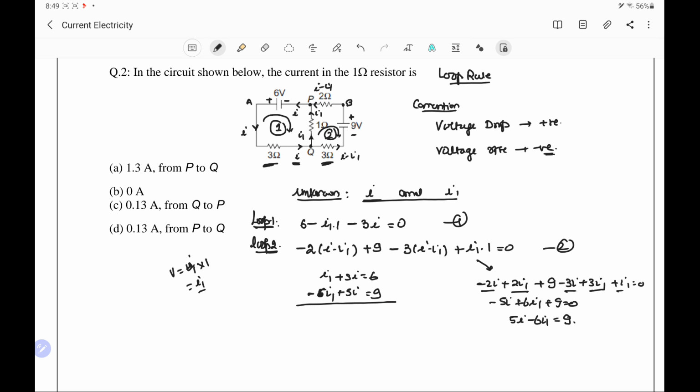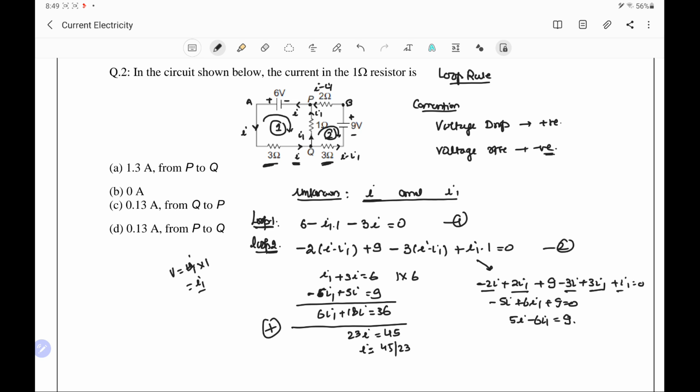Now to simplify these two equations, let me multiply the first by 6. Then it will become 6I1 plus 18I equal to 36. Adding, minus 6I1 and 6I1 get cancelled. It becomes 23I equal to 45. So I is 45 by 23. This is the current I.